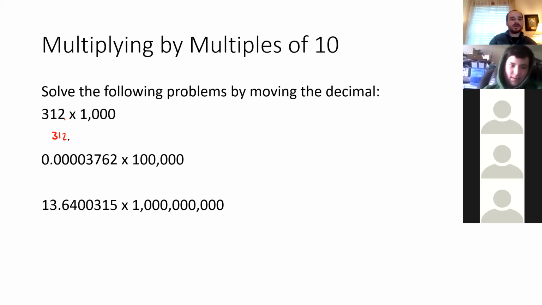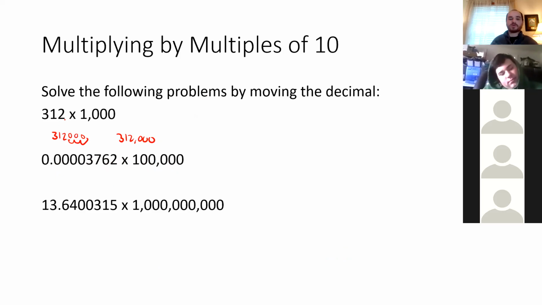So we have 312, take our decimal, 1, 2, 3 places to the right. So we have to add 3 zeros. Yeah. So then it's still 312. But now, like before, that doesn't work anymore, right? Because I can't just add zeros to the end of this and then say, okay, look, it's the same. Yep, you have to move the decimal. So solve this one by moving the decimal.